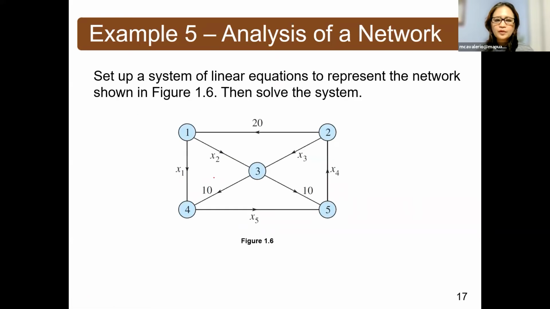For example, we will have in figure 1.6 a network, and we're asked to set up a system of linear equations that will represent the network.